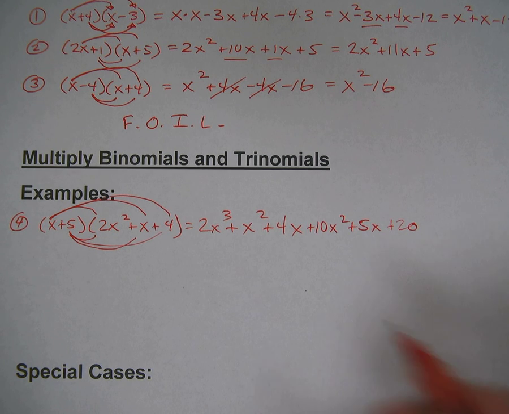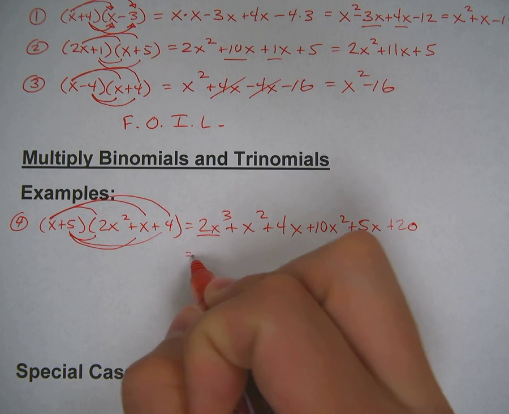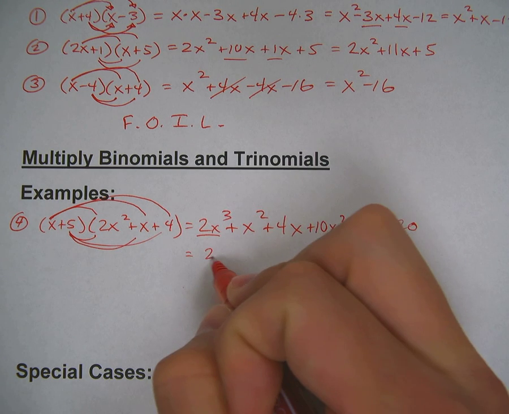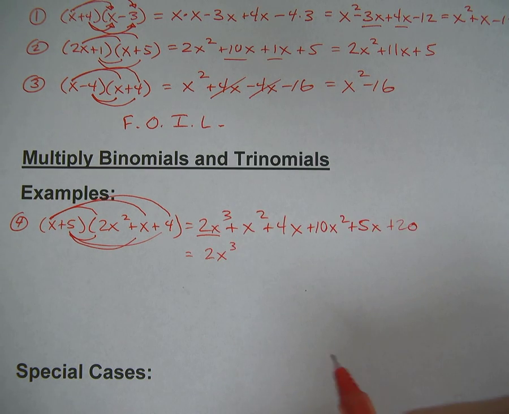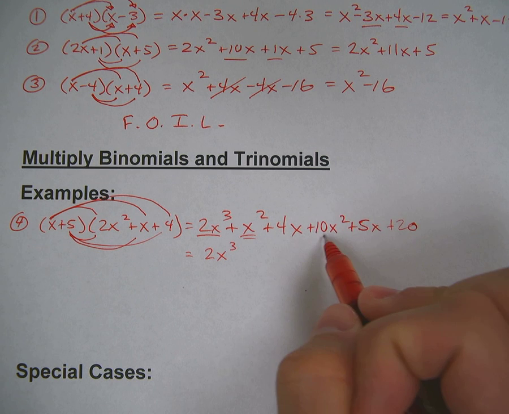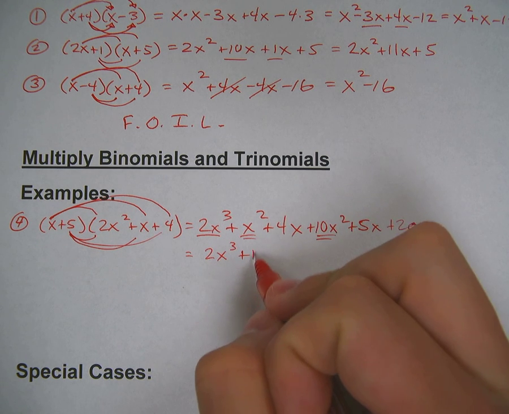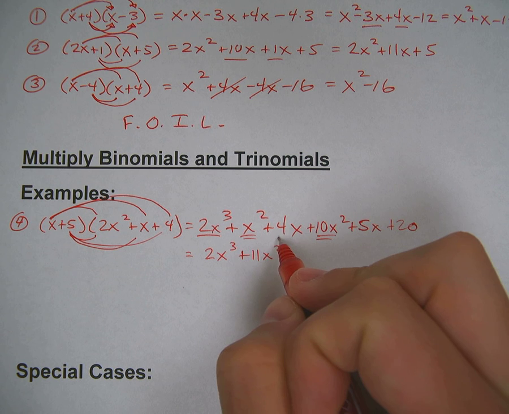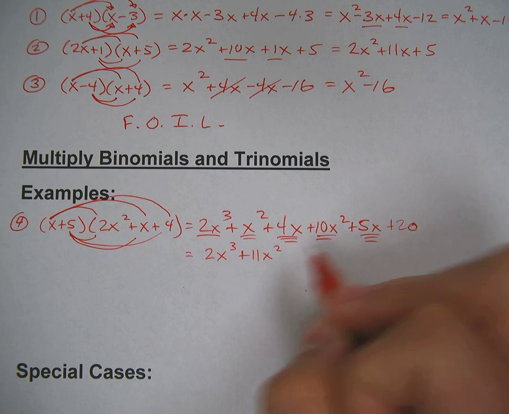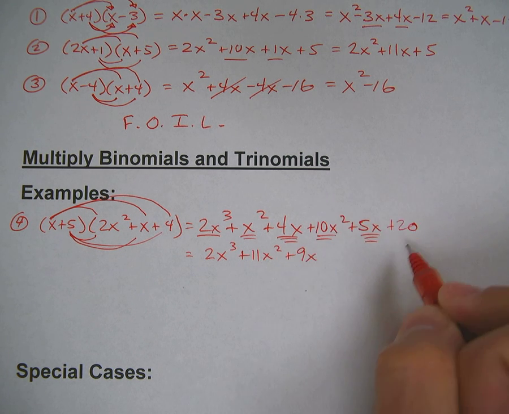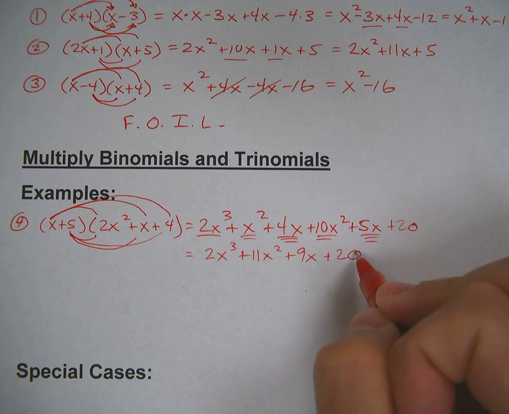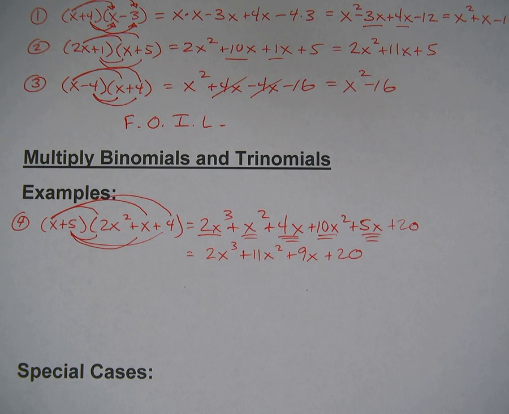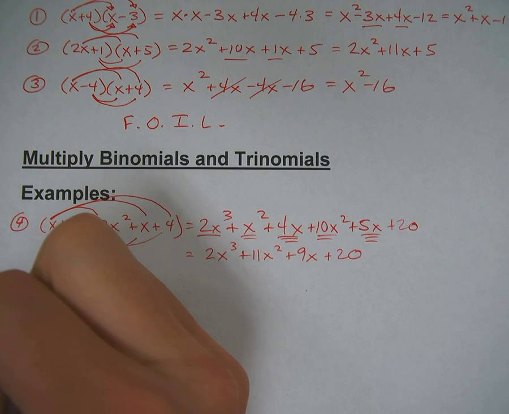So let's do some combining like terms. I see 2x to the third, and there's no other x to the third, so we'll leave that. I see that I have an x squared and a 10x squared, so I can combine those to be 11x squared. And then I have a 4x and a 5x. I get 9x. And nothing will combine with a 20, so there you go. So you can see it's the same basic process as with binomials. It's just an extra step of distributing. So let's try this one.